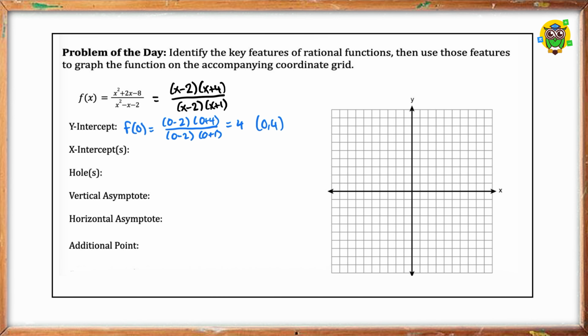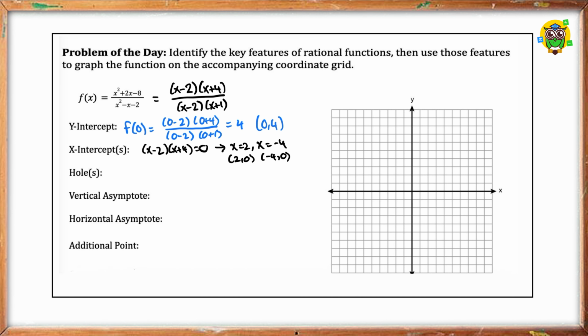Now let's find our x-intercept. To find our x-intercept, we are going to be setting our numerator x minus 2 times x plus 4 equal to 0. We are going to solve for our x values in our numerator, and this is going to be x equal to 2, x is equal to negative 4. We have two x-intercepts at 2, 0, as well as negative 4, 0.